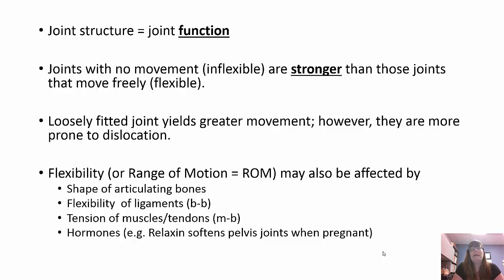So flexibility is also known as range of motion. It can be affected by a few things: the shape of the articulating bones, the flexibility of the ligaments, which, remember, ligaments attach bone to bone, the tension of muscles or the tendons, which, remember, muscles to bone are tendons, and hormones, which we're going to talk about, those things that affect range of motion, in a little bit.